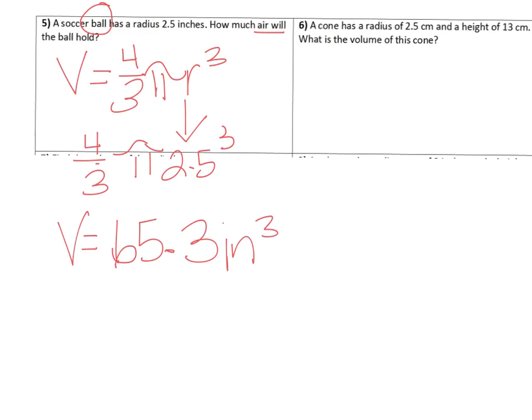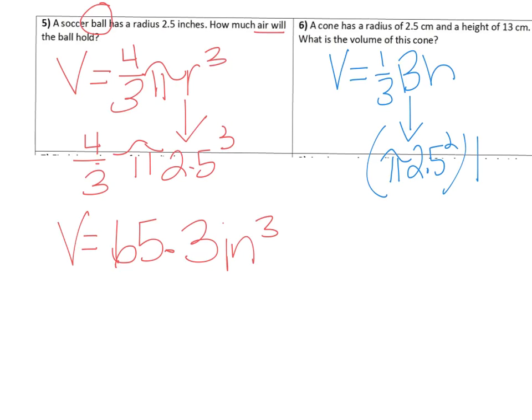inches cubed. And then on the next one, a cone has a radius of 2.5 centimeters and a height of 13 centimeters. What is the volume of this cone? So volume equals 1/3 big B H. To find the big B, we have to find the area of the base, which is a circle. So pi times the radius squared. You have to do that first. And then times the height, which is 13, and times 1/3, because that's what's in the formula. And that would give you an answer of approximately 85.08 centimeters cubed.